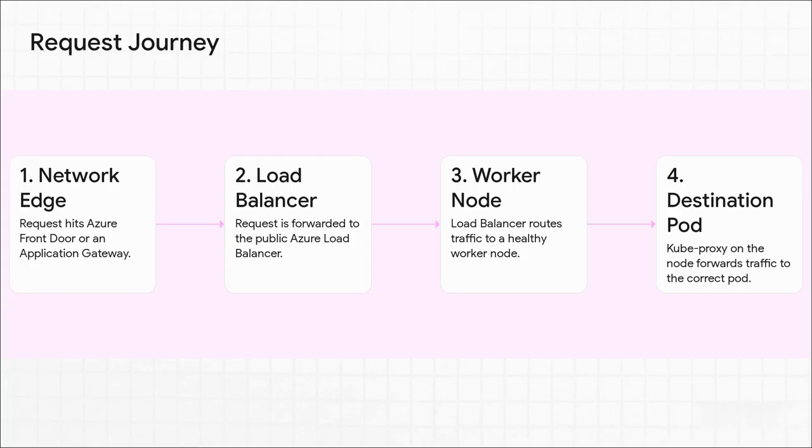Step 3, the load balancer, which is always checking the health of your nodes, picks a healthy one in your user node pool and sends the traffic there. And finally, Step 4, on that node, a little Kubernetes agent called kube-proxy uses some smart internal routing to deliver that traffic to the exact right pod, from the internet to your code in 4 distinct hops.